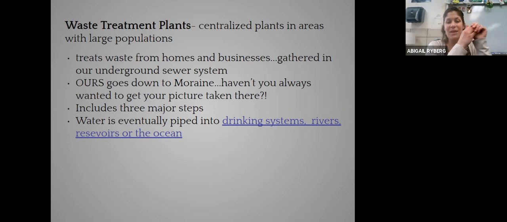It includes three major steps in the process of how they treat it. And eventually our water here from your home or from Fairmont is sent down to Moraine. It's treated in the wastewater treatment plant, and then it is just released into the river down there.